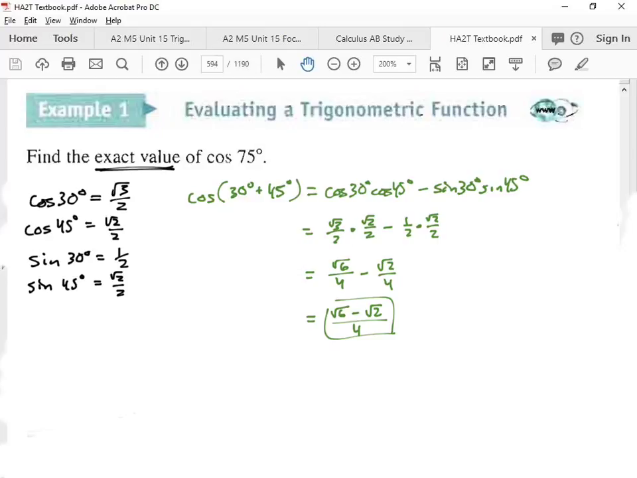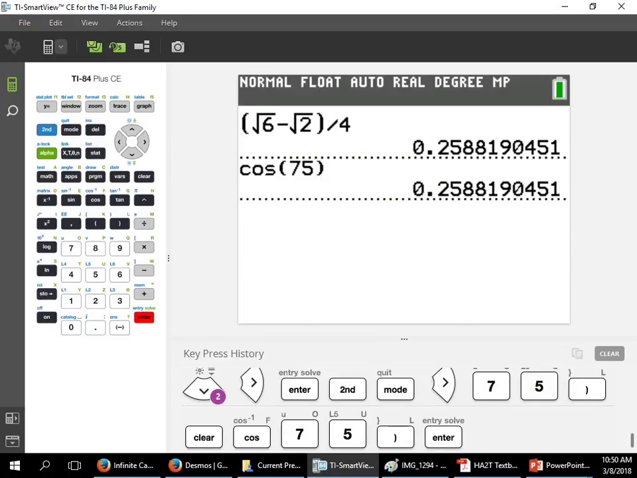And if we plug that into our calculator and tell our calculator to find cosine at 75 degrees, you'll get the same answer. And I know you guys want to see it. There it is. See, I plugged it in. Rad 6 minus rad 2 divided by 4 equals that. And then guess what cosine of 75 degrees is? That. If you guys wanted to try this on your own, just make sure that your calculator is in degrees because we are using degrees right now.